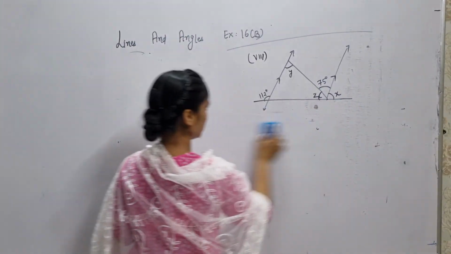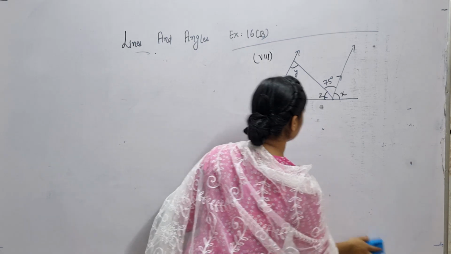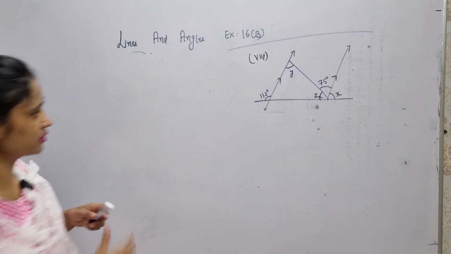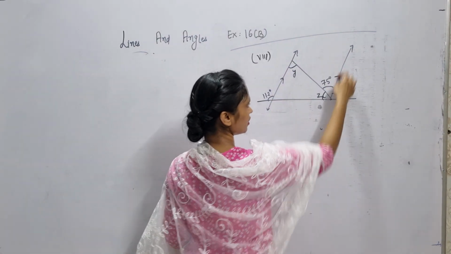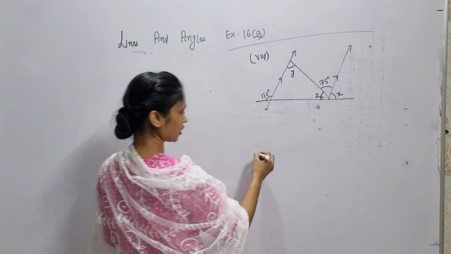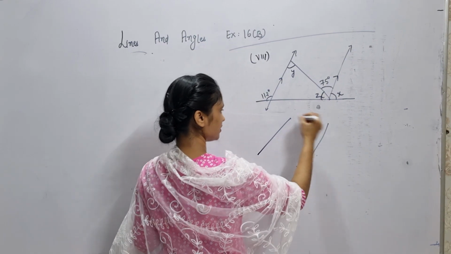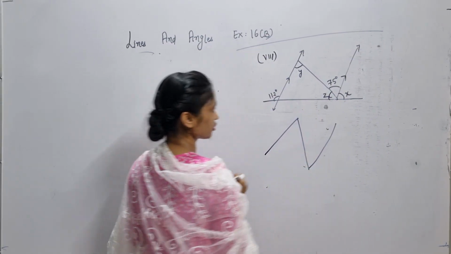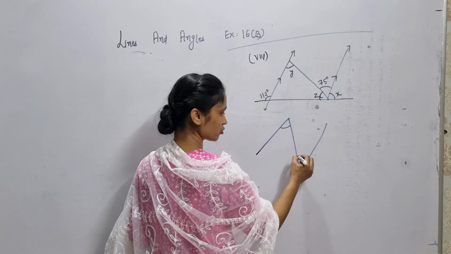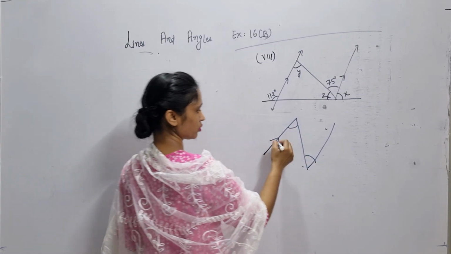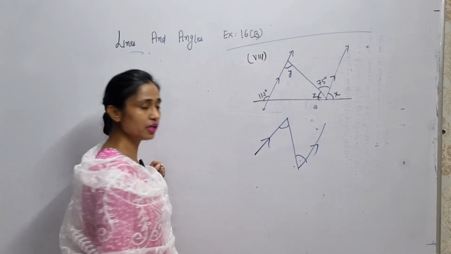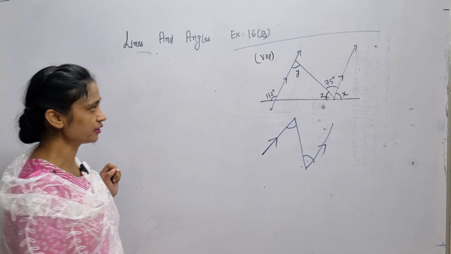So here also some angles are given, x, y, z. You need to find these unknown angles, and what else is given there? These two are the parallel lines, and this is the transversal line. So what would be the relationship between these two angles? These two angles will be alternate interior angles.